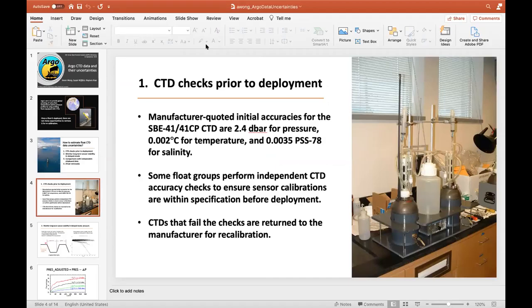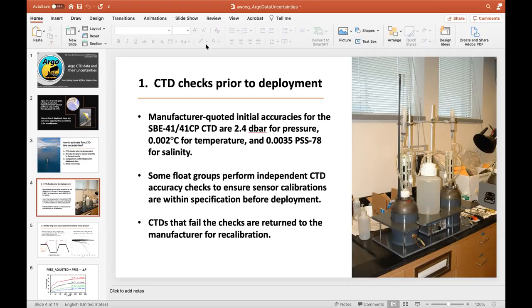First one is CTD checks prior to deployment. Some float groups perform independent CTD accuracy checks to make sure that the sensor calibrations are within specification before deployment. These consist of checking the pressure readings against a deadweight tester and checking the salinity readings against reference CTDs. CTDs that fail these checks are returned to the manufacturer for recalibration.